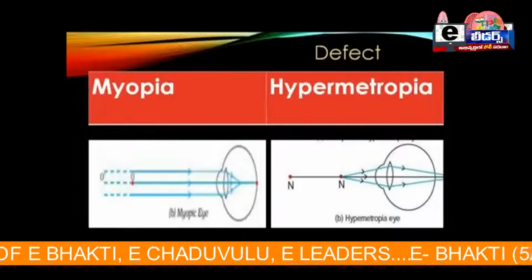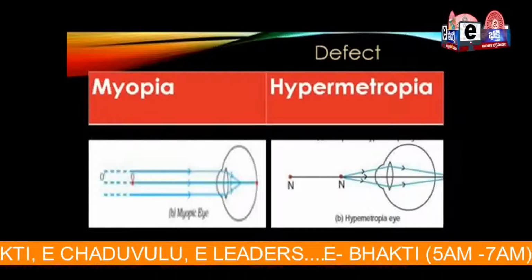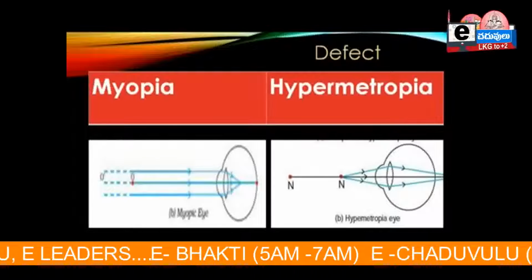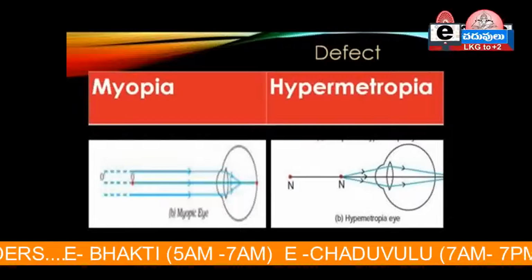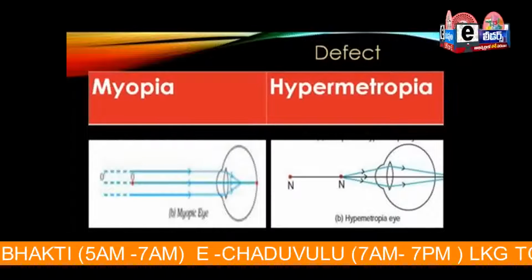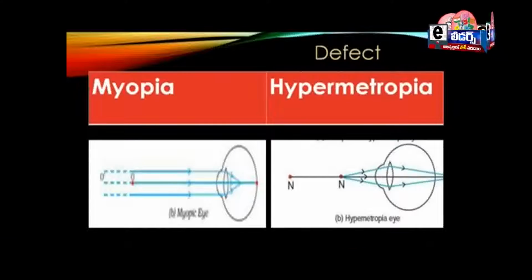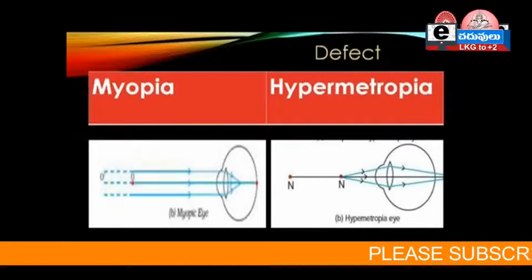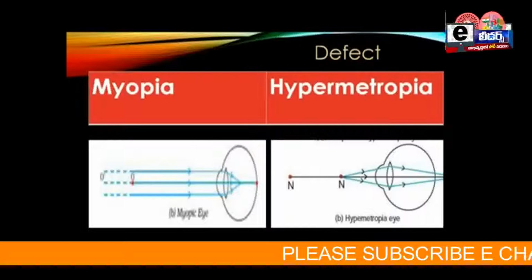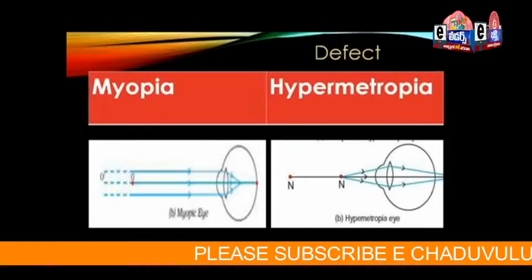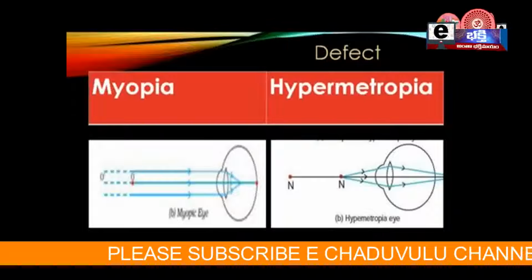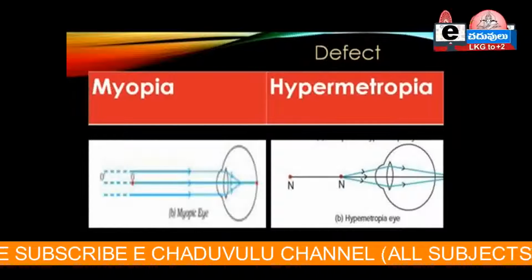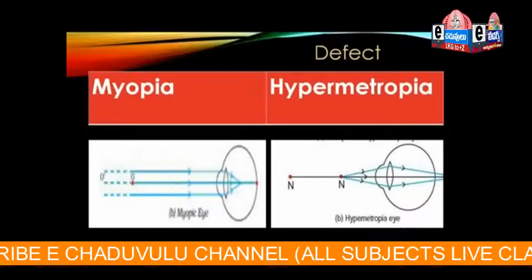The first difference: in the examination, they will also ask you to draw the diagram regarding the defects of myopia and hypermetropia. In myopia, when the person sees a distant object, the image will be formed before the retina. In hypermetropia, when he sees a nearer object, the image will be formed beyond the retina.